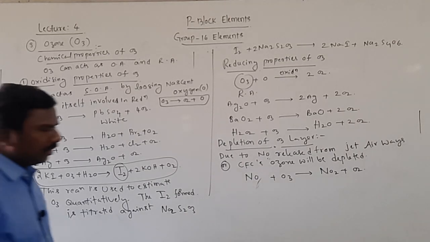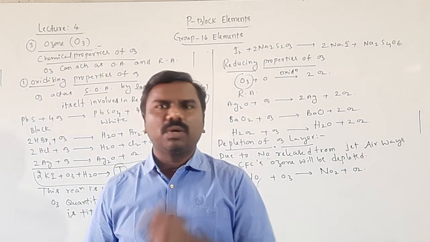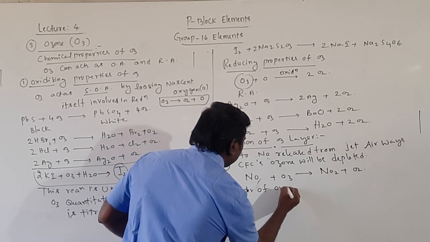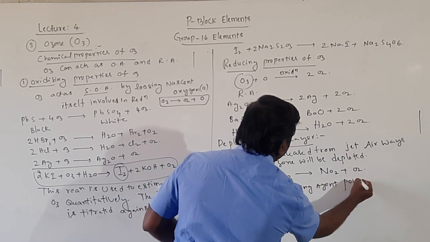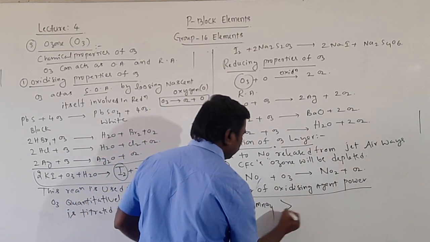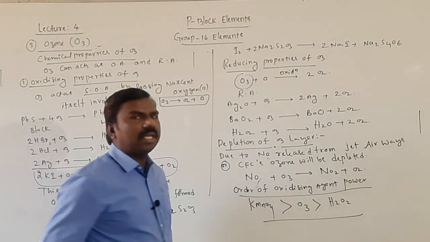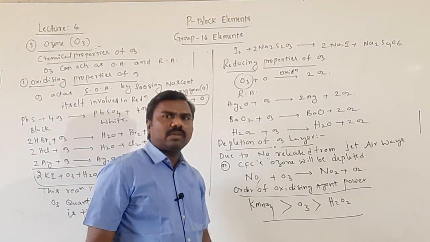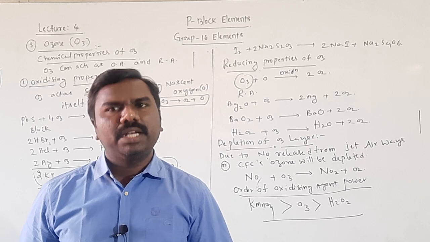Okay. So oxidizing power: KMnO4 is an oxidizing agent, H2O2 is an oxidizing agent. The order of oxidizing agent power is that KMnO4 is a strong oxidizing agent, followed by ozone, followed by H2O2. It means the oxidizing power of ozone is less than that of KMnO4 and more than that of H2O2. It is an intermediate oxidizing agent. Getting all of you?